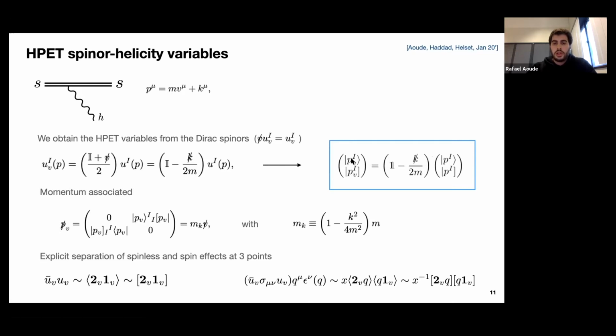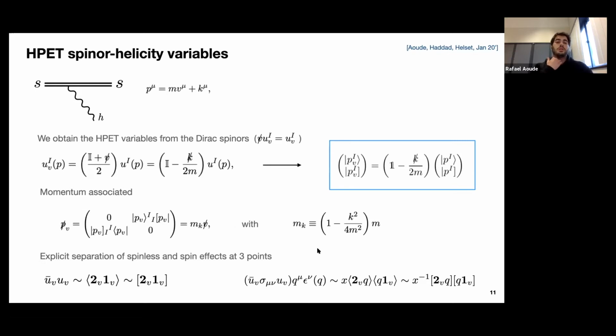The HPET variables have a subscript v, which is just labeling the velocity of the particle. If these two variables, the angular and the square bracket, have a momentum associated, the nice thing is that this momentum associated with these variables is proportional to the velocity of the particle, regardless of the residual momentum that you have. The residual momentum will enter in the constant of proportionality in this way.